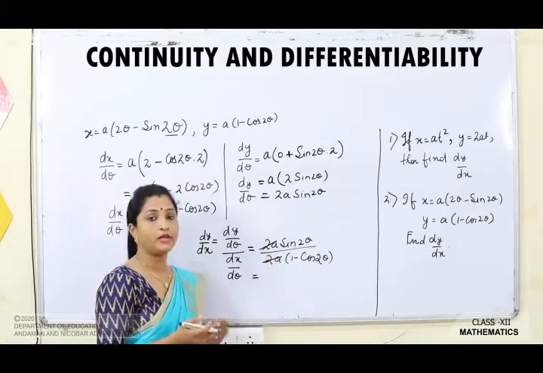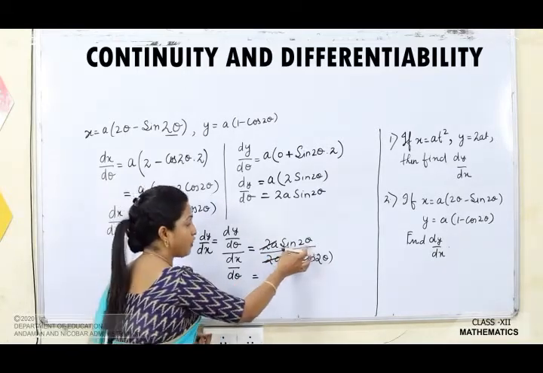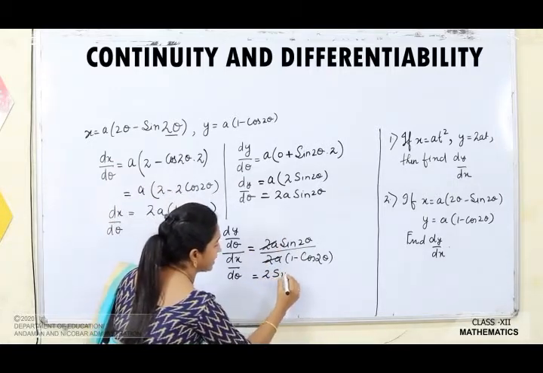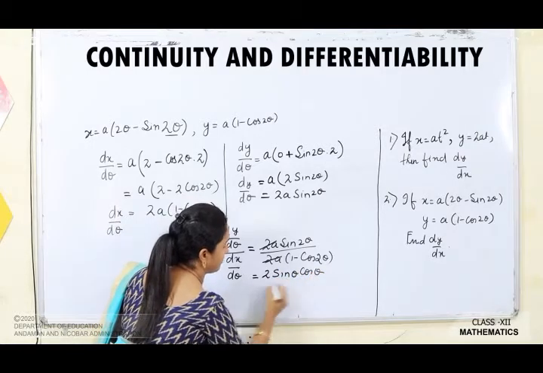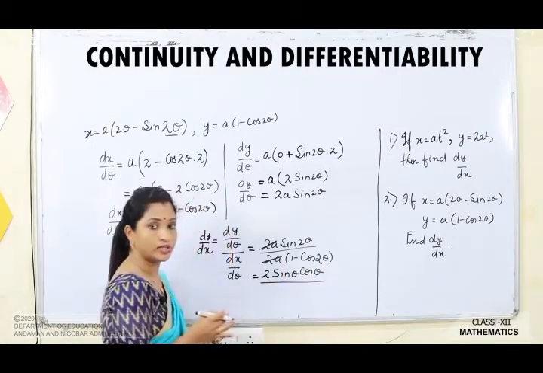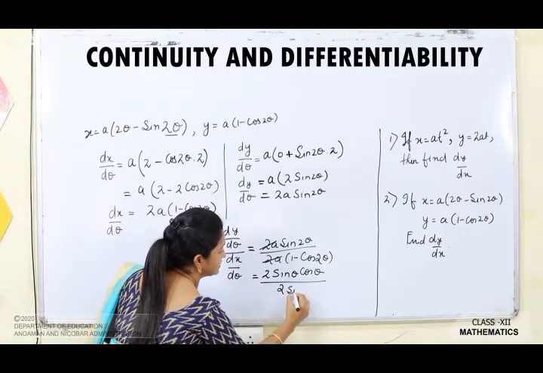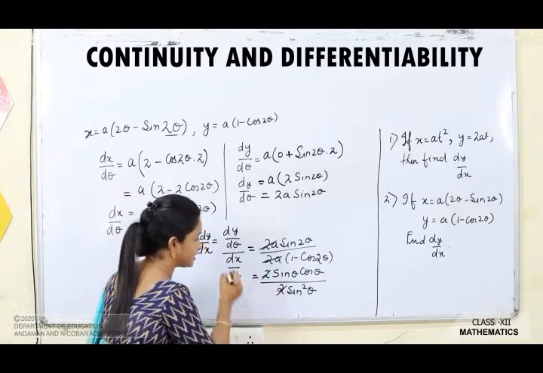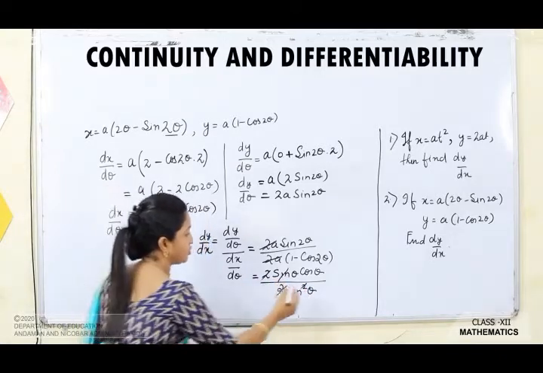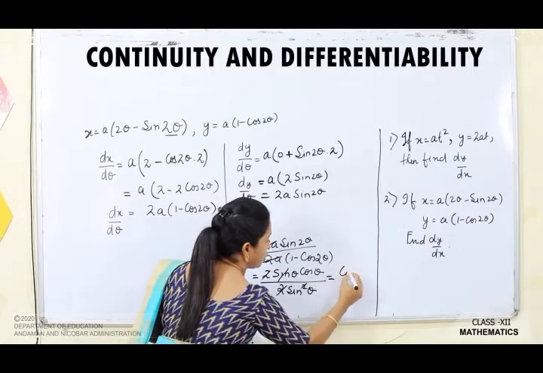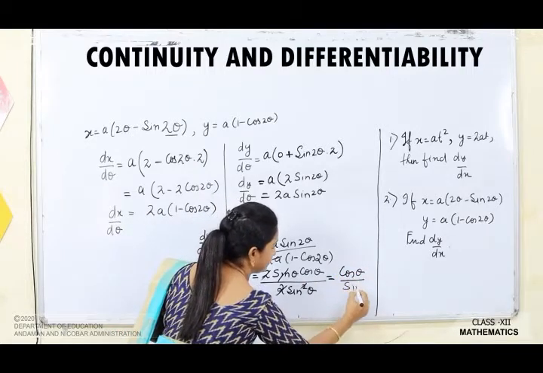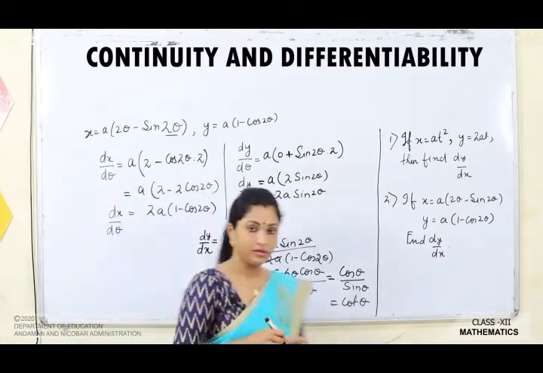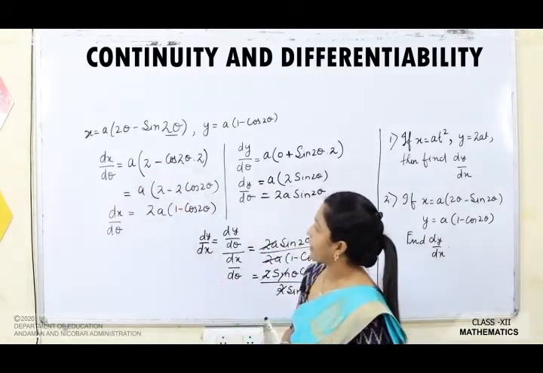You must be knowing the formulas for the trigonometric functions. The formula for sin 2 theta is 2 sin theta cos theta. And what about 1 minus cos 2 theta? It is 2 sin square theta. Correct? So 2 gets cancelled out, sin theta and sin theta cancel. So finally you got the value cos theta by sin theta, which is cot theta. Clear children? So this is the way of solving the parametric form.